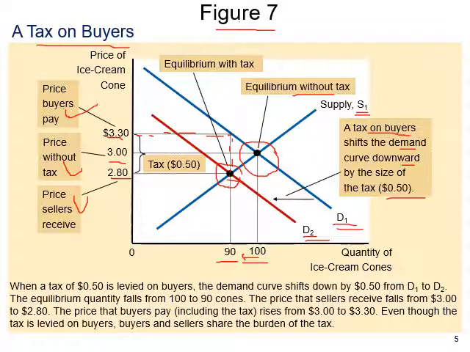So, for the tax of 50 cents, in this case, the buyer pays 30 cents of the tax, $3.30 minus $3, that's 30 cents. The seller pays 20 cents of the tax, $3 minus $2.80, that's 20 cents. So the burden of the tax is shared between buyer and seller in that case.